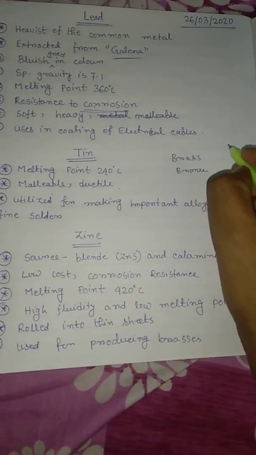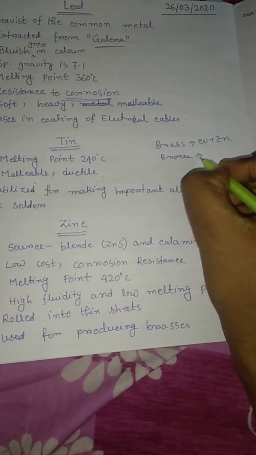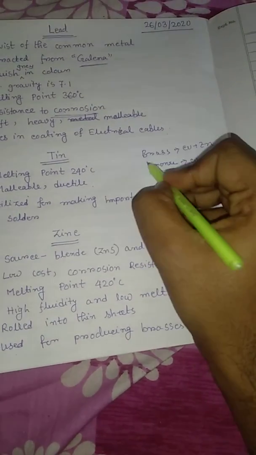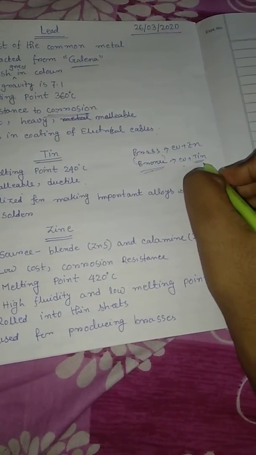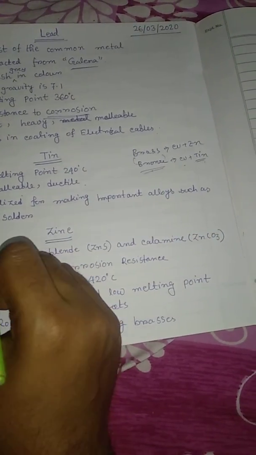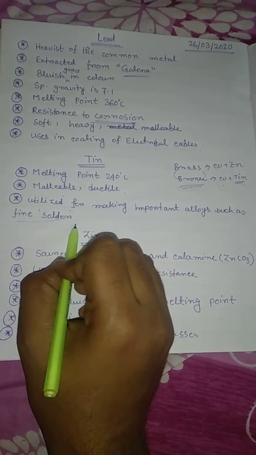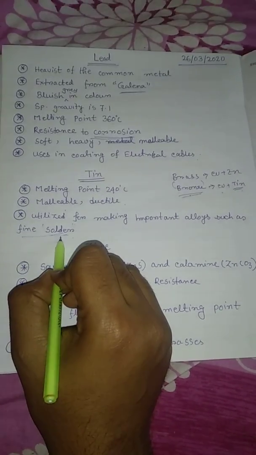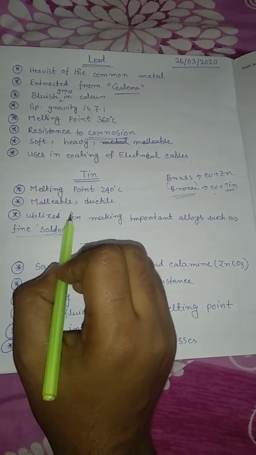Brass is a mixture of copper and zinc, and bronze is copper and tin. So tin is also used to make the alloy called bronze. When you want to make bronze, copper will be mixed with tin. Similarly, when you are doing fine solder, the term will come in your manufacturing technology subject, where soldering processes are given. The material used in soldering is called solder, and that solder is obtained from tin.